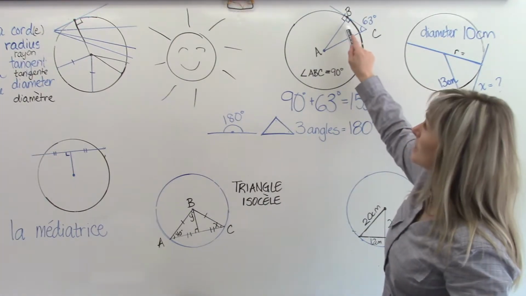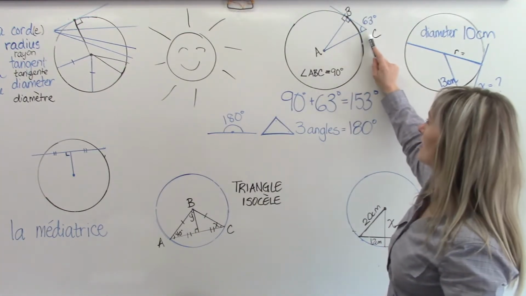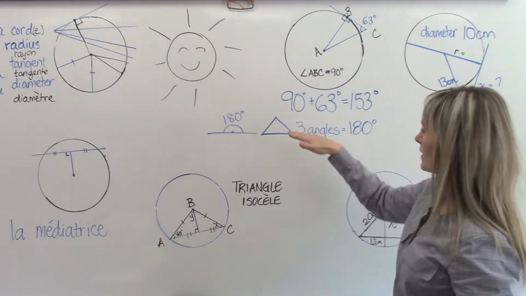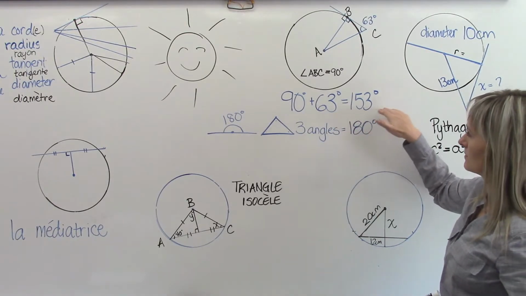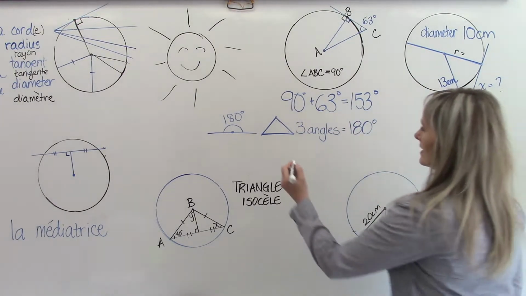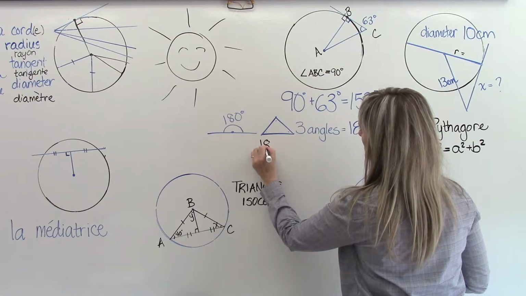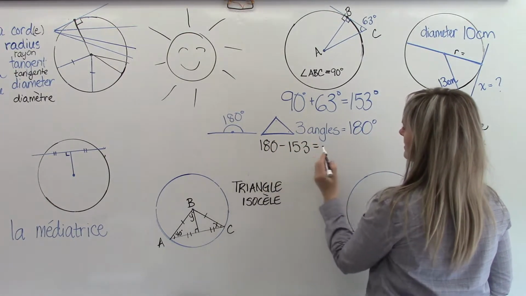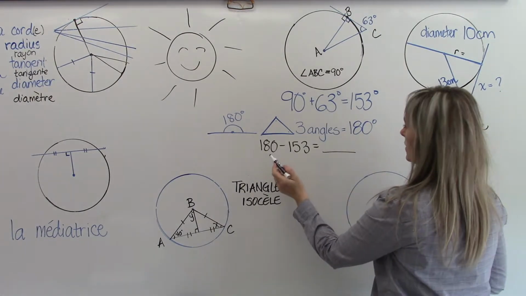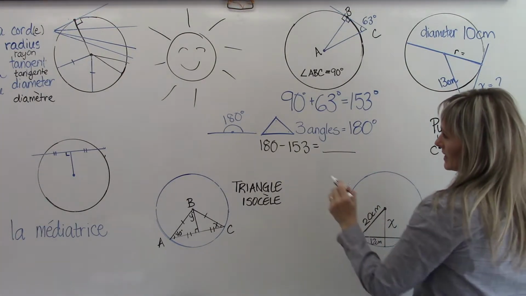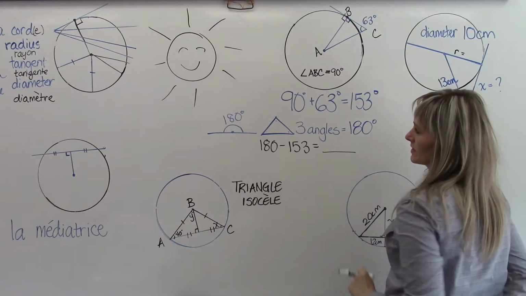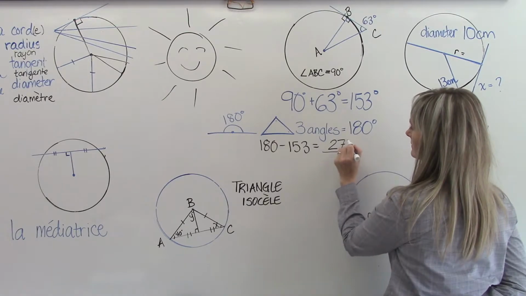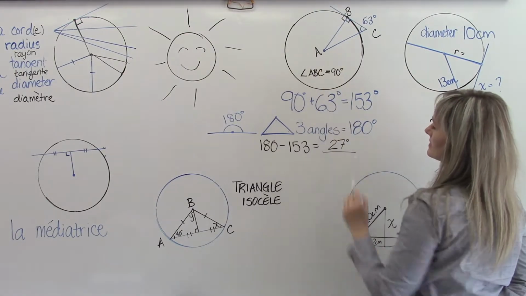So what do we know? We know we have a 90-degree angle, we know we have an angle of 63 degrees, and we have an unknown angle. So if we add the two known angles up, we get 153, and we can subtract that from 180 degrees, and we will find the missing angle. So 180 degrees minus 153, try that, and that will give us the measure of our last angle.